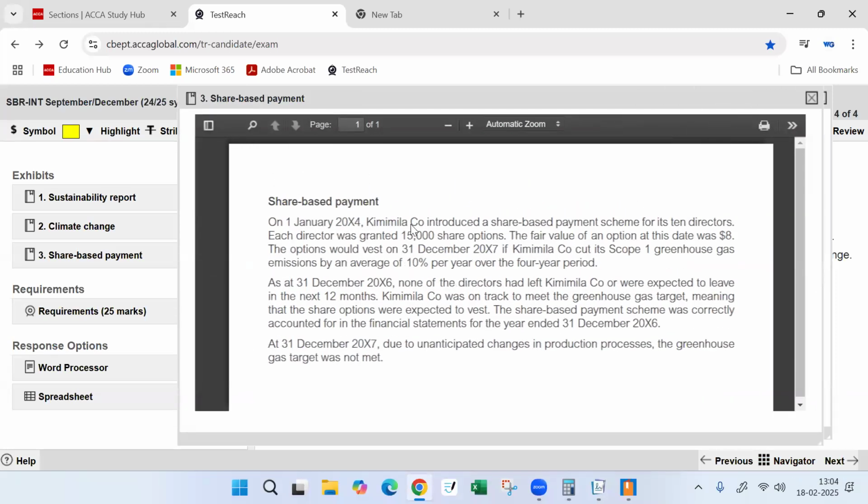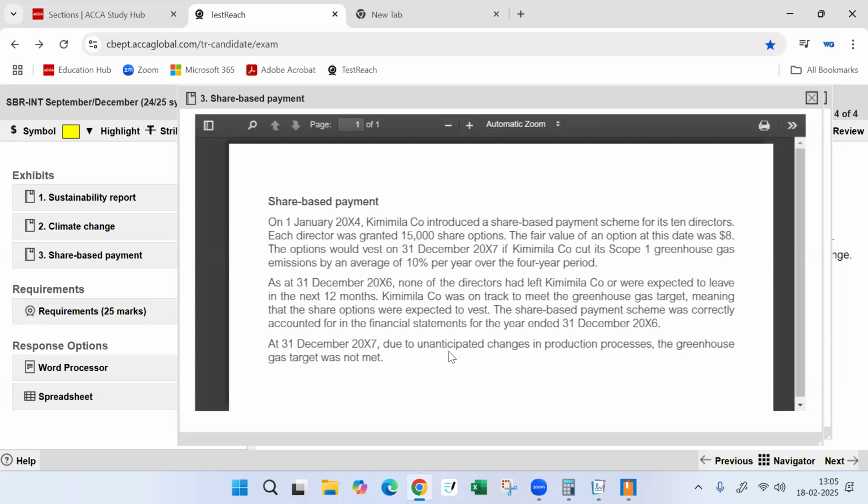On 1st January X4, Kimimila introduced a share-based payment for its 10 directors. Each director was granted 15,000 share options. The fair value of the option at the date was $8. The options would vest on 31st December if Kimimila cuts its scope 1 greenhouse gas emissions by 10% over the 4-year period. At 31st December X6, none of the directors were expected to leave in the next 12 months. Kimimila was on track to meet the target, meaning the share options were expected to vest. The share-based payment scheme was correctly accounted for in the year ended 31st December X6.